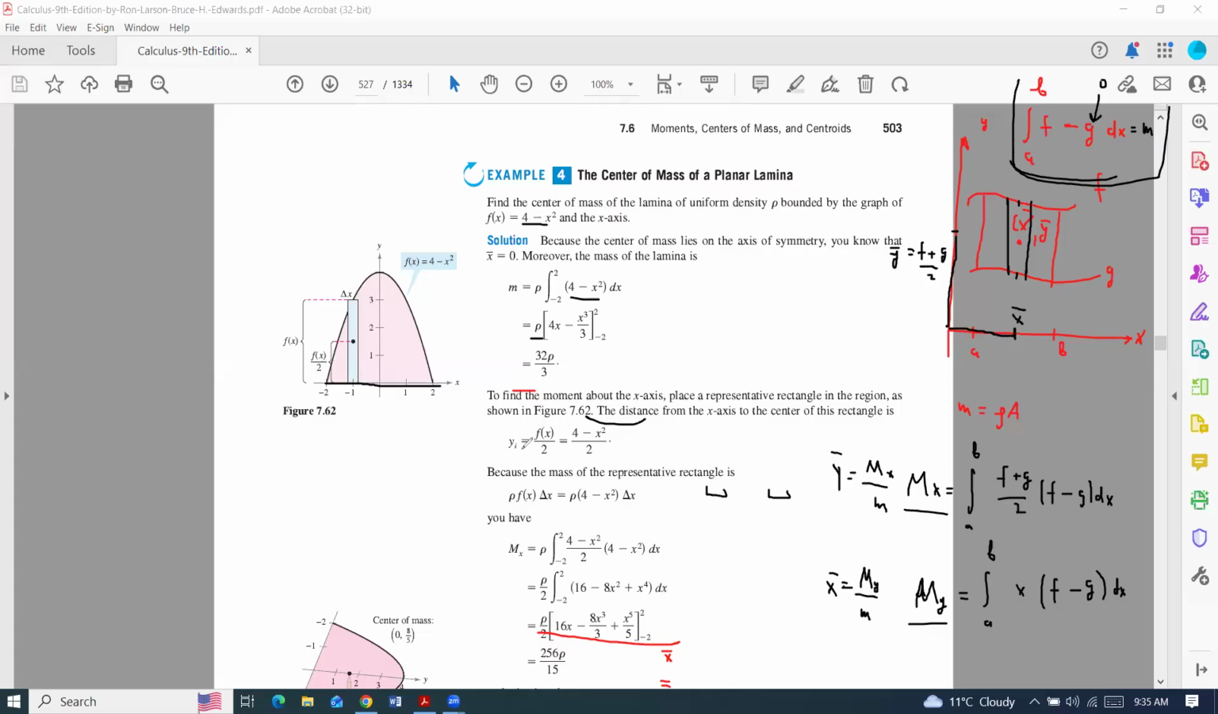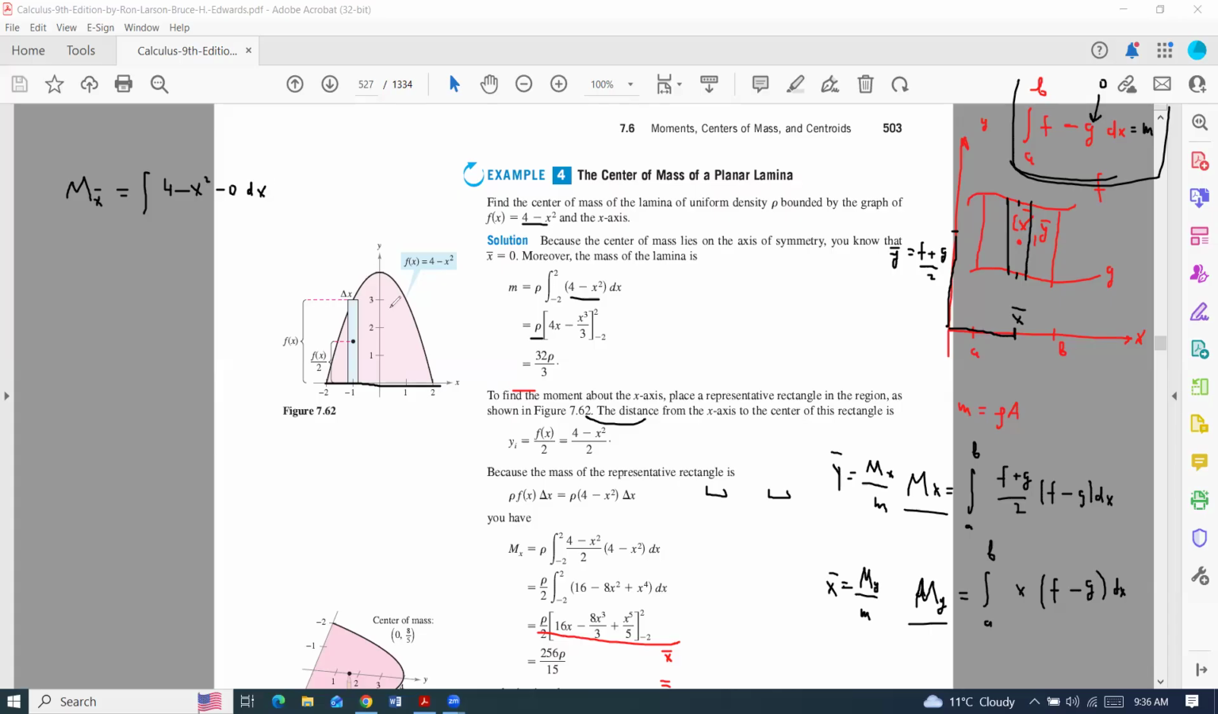And now for the y coordinate. So for the y coordinate, I have to take this function. So how do I get the y coordinate? I need to take f plus g over 2, right? So to get mx, please notice that g is 0. See, they decided for convenience in the first example, we'll get something nice. So we subtract from our function 4 minus x squared, 0. So we subtract nothing, which makes life easier, dx.